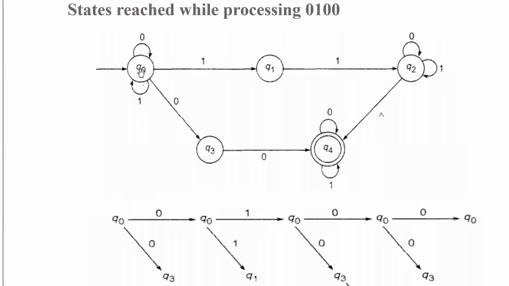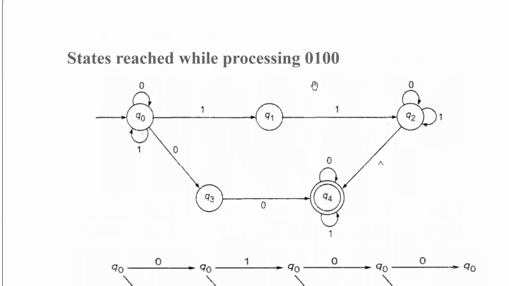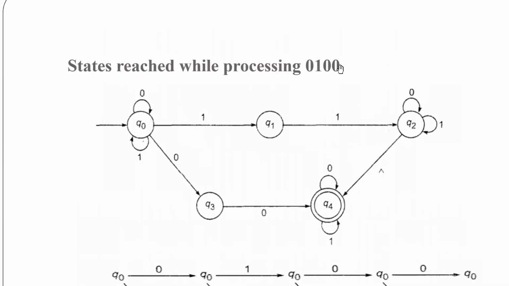So you are reaching from Q0 to Q0 for 0, and for 1 from Q0 you are reaching to Q1, and from Q0 for 1 you can also come back to Q0. I'm repeating it again. I know it's a bit difficult to understand from a distance. So again, the string that we are going to process is 0, 1, 0, 0. And this is the transition diagram that we have.